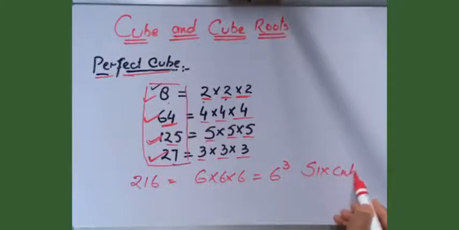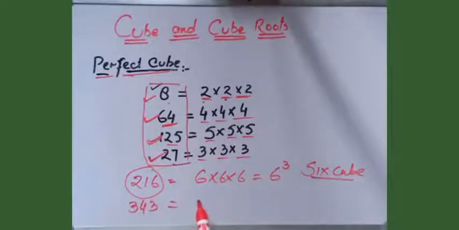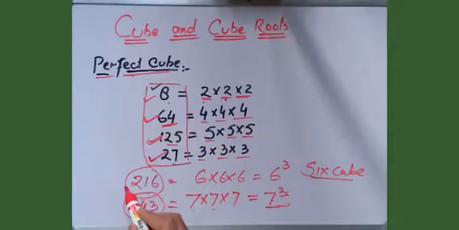So that means 216 is a perfect cube. Similarly, 343. It can express itself as the product of 3 equal factors, 3 sevens. 7 sevens are 49, 7 49's are 343. So it can be put like this: 7 cube. Okay, so that means 343 is a perfect cube. All these numbers are perfect cubes.